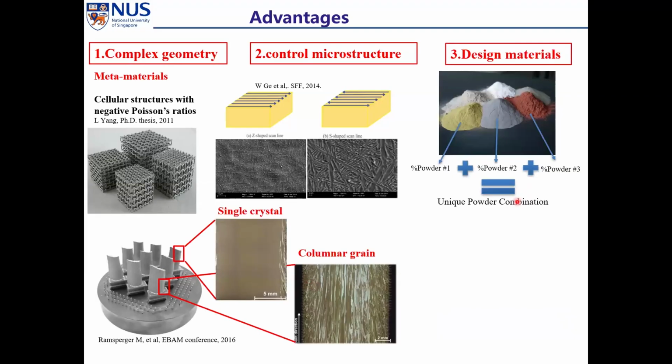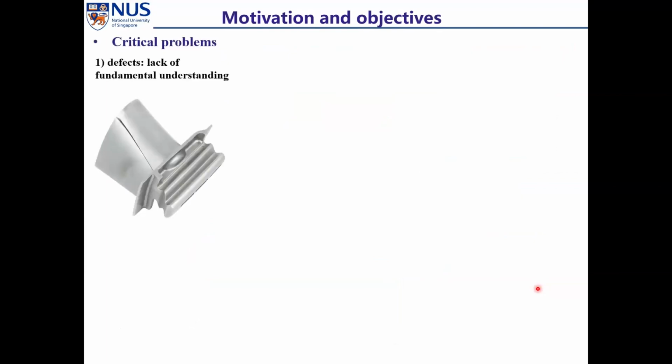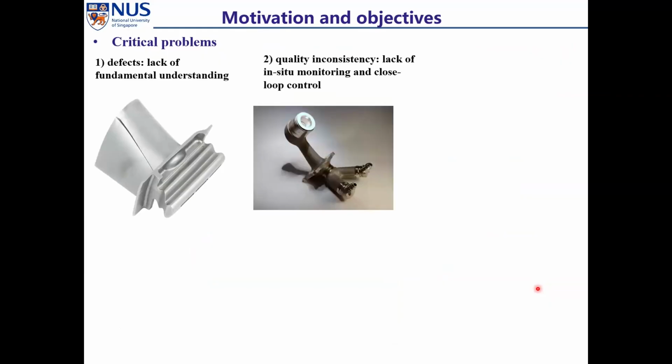And we can even control the chemical composition at different locations so that we can make sure in each location, the chemical composition, the microstructure, and the mechanical property are optimal. But the problem for additive manufacturing is, one, there are a lot of defects, and we do not really have a clear understanding of the mechanisms.